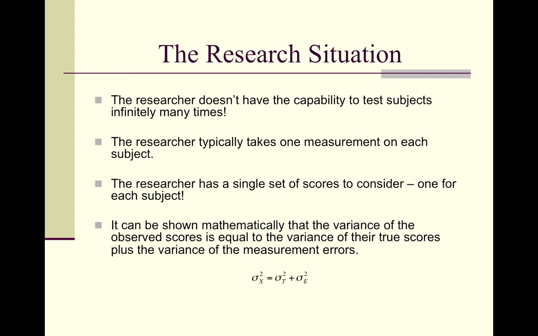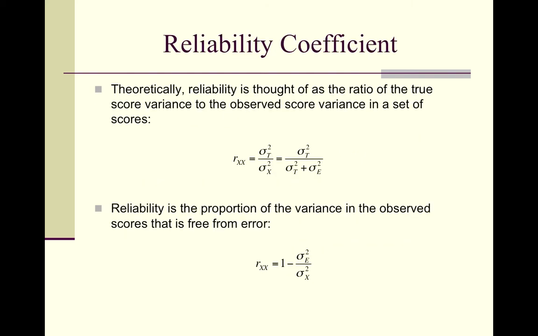It can be shown mathematically that the variance of the observed score can be expressed as the sum of the components of variance: the variance of the true score and the variance of the measurement error. That turns out to be an important relationship. Really, it's X equals T plus E in the classical true score model. So we're just saying the variances add across those components, as initially presented.